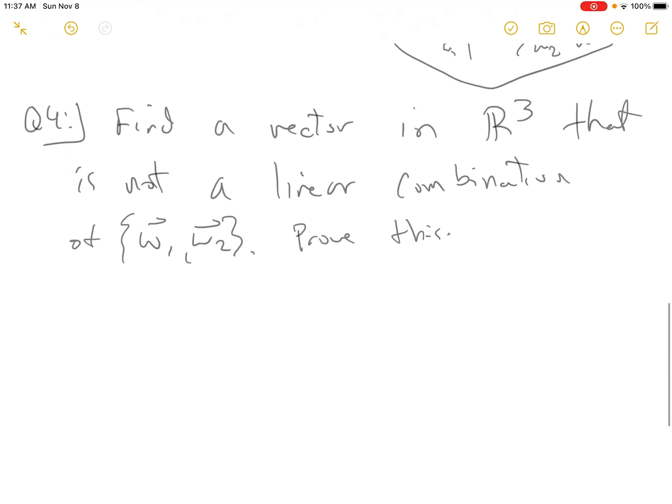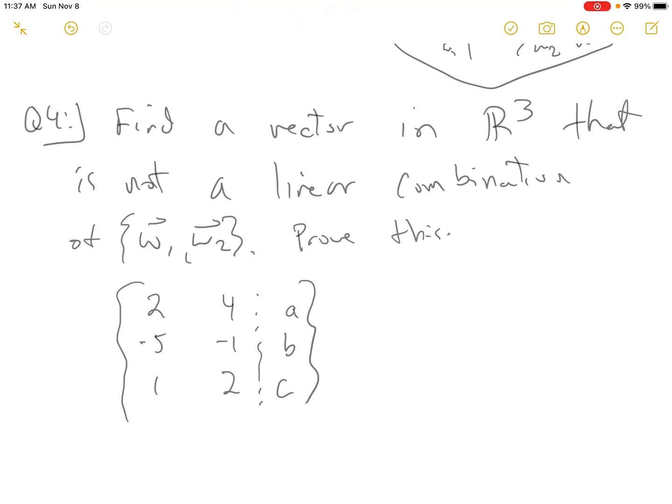Okay, so what we have here is the matrix 2, minus 5, 1, 4, minus 1, 2, and then we have the span of the column, so the range of this, if you will, actually codomain, and I'm going to let this be A, this be B, and this be C, right? And what I want is to find some conditions on A, B, and C, or some subset of them that makes this system inconsistent.